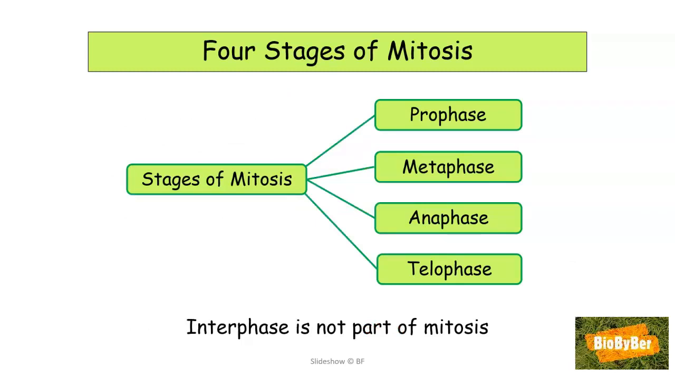There are 4 stages of mitosis, as we have just said. The 4 stages are prophase, metaphase, anaphase, and telophase. We will work our way down through each of these stages in turn.